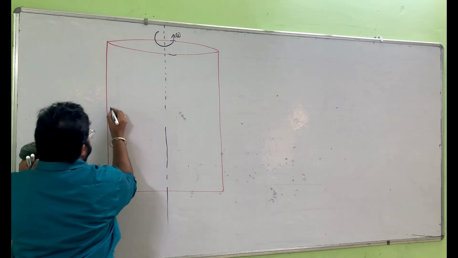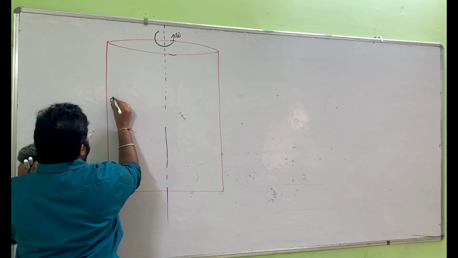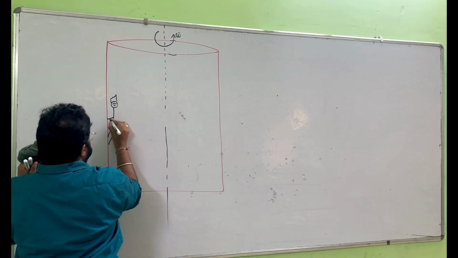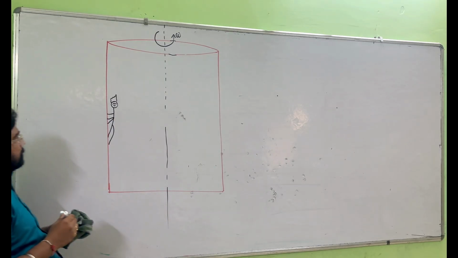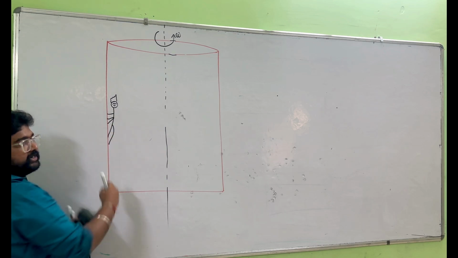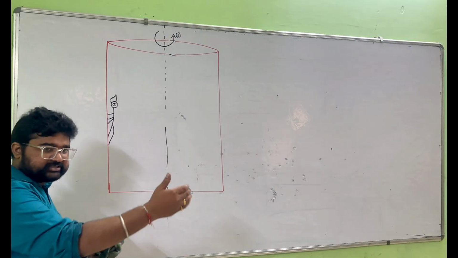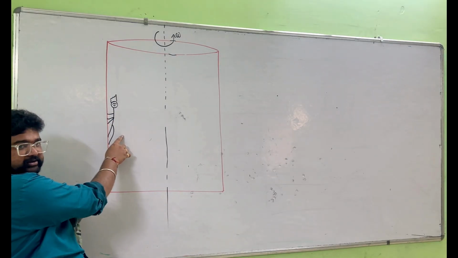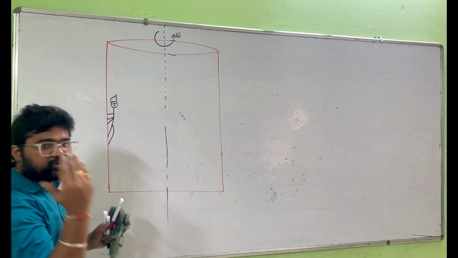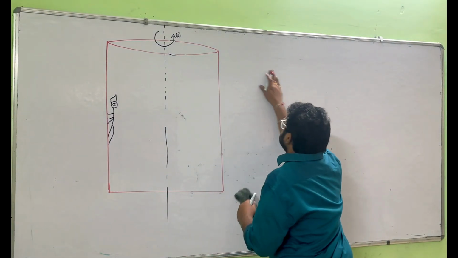So a person is here. Now a person is here. Understood? A person is on the vertical surface. We need to draw the free body diagram for this particular person. You can see this guy is here. Entire, this is the circular one. It is rotating. Understood? So now, here, the person is here.